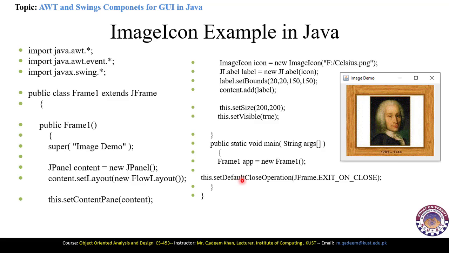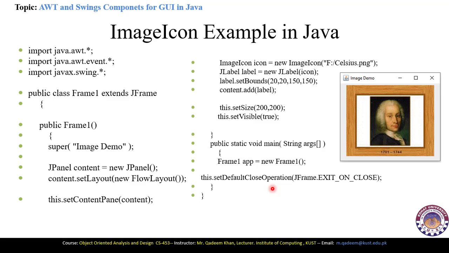And then we have this.setDefaultCloseOperation, JFrame.EXIT_ON_CLOSE. So that means that when the cross button is clicked, the window will be closed, meaning that the current class object will be closed here. Now dear students, this was the example of the image icon. Now we will run this example in our Eclipse IDE.